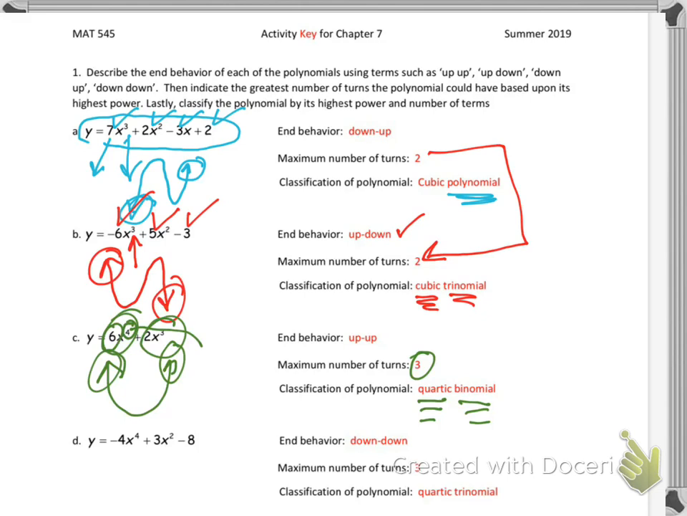So the last one is also an even power, but this leading coefficient is negative. So it's going to look like this for end behavior. So it's down, down. The maximum number of turns, 1 less than 4, is 3. And this is a power of 4, so it's a quartic. And I have 1, 2, 3 terms, so it's a quartic trinomial. Okay, and that's the first problem.